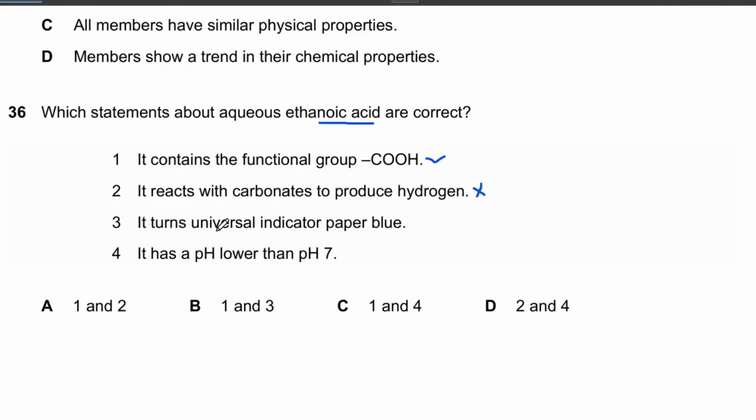Option 3, it turns universal indicator paper blue. That is wrong. It's a weak acid, so it's going to turn universal indicator yellow, not blue. Blue is for weak alkaline. It has a pH lower than pH 7. That is correct. Acid pH is between 1 and 6. So therefore, the answer is option C, 1 and 4.